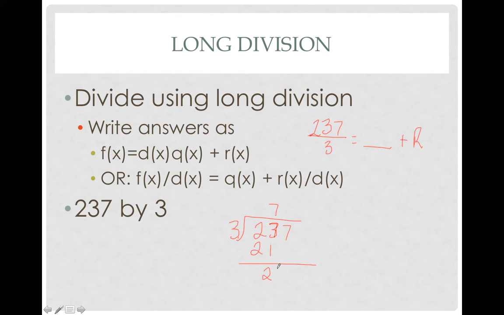We bring down the 7. And we ask ourselves, how many times does 3 go into 27? We know that's 9 times. And we get a remainder of 0.